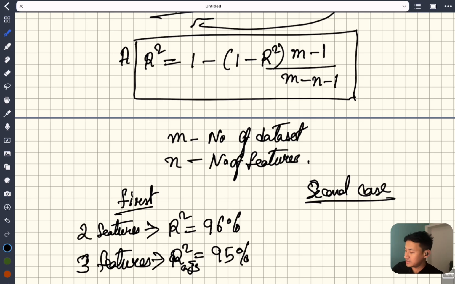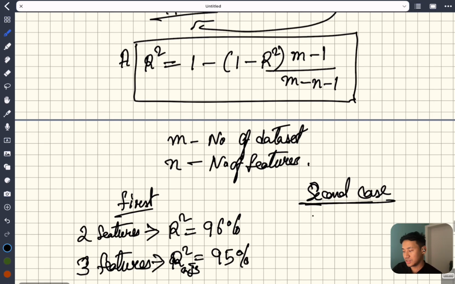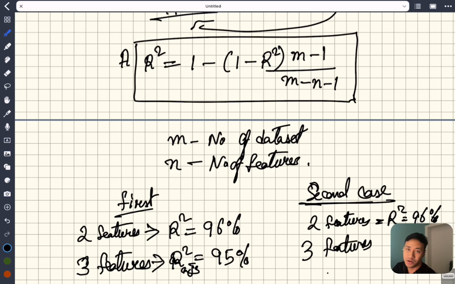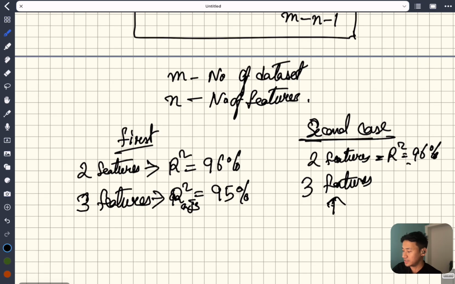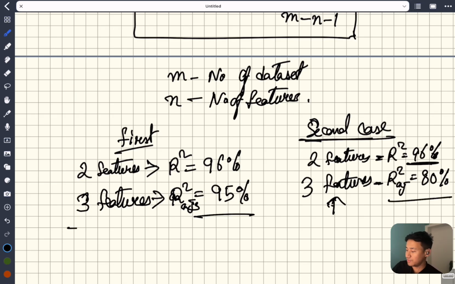But in the second case, two features were there in the beginning and r square is 96. After that we increase a feature that is not at all directly related, and somewhere it is still increasing r square. So you will try to find adjusted r square. In this adjusted r square, you will see a huge drop in the value, something like 80%. If you compare the two, you will understand that this particular feature you added is not useful, as adjusted r square drops tremendously.